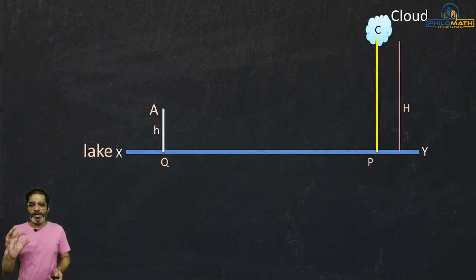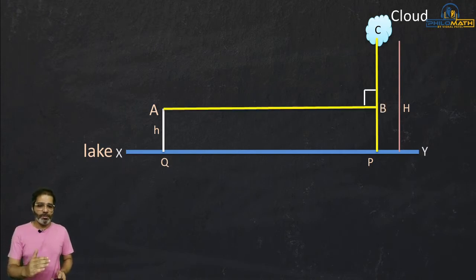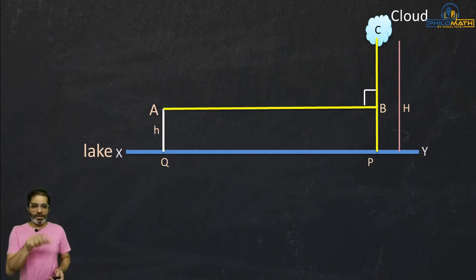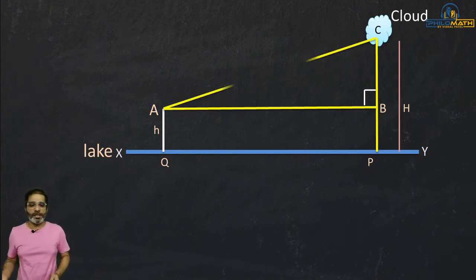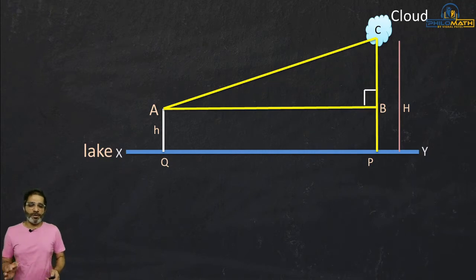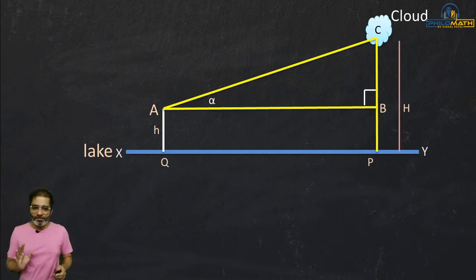Now point A is nothing but the point of observation. So whenever you're standing at point A, your line of vision is horizontal. So from A we are drawing horizontal, means perpendicular to CP. So that is AB is perpendicular to CP. Now from point A, when you're looking at the cloud, means you're looking up. So that is called as angle of elevation. So that is nothing but alpha.